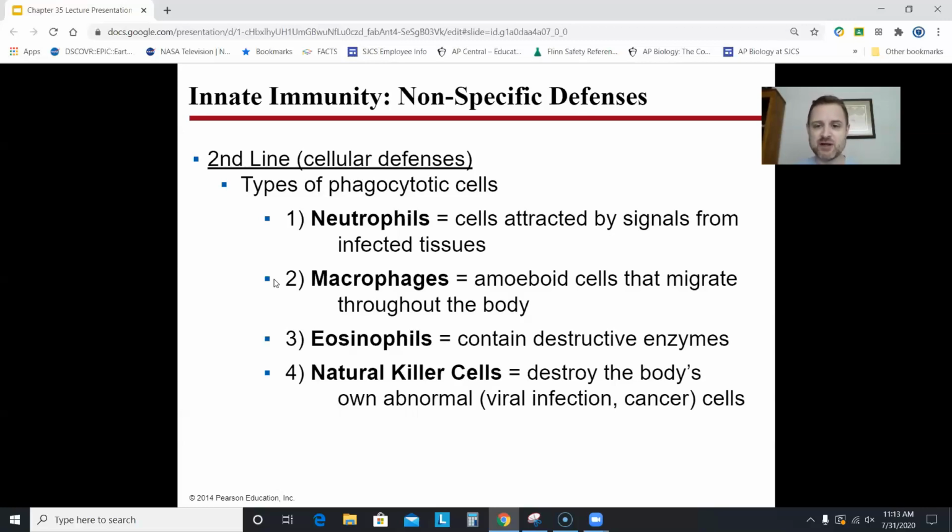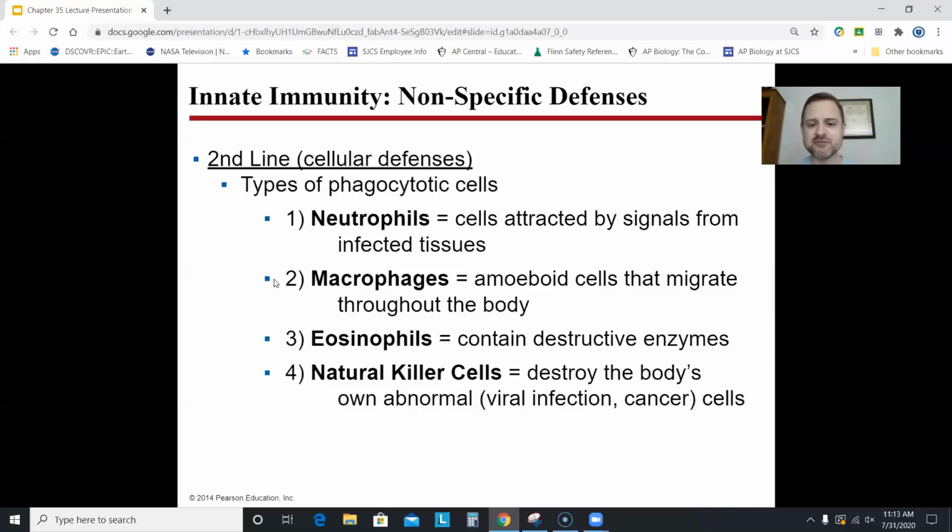So neutrophils are a kind of white blood cell. Cells that are infected with bacteria or viruses sometimes give off chemicals. They're like a warning sign that someone should probably come kill me because I'm infected. Neutrophils respond to those signals. Macrophages are amoeboid cells that migrate throughout the body and will engulf things that are foreign. Eosinophils are white blood cells that contain destructive enzymes that will break down pathogens.